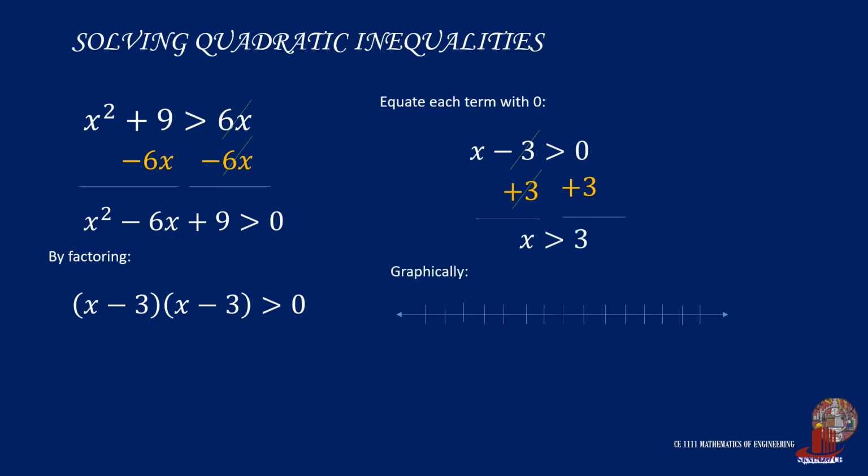This we can graph by placing an open circle on 3 and an arrow directed to positive infinity. Then, write the interval notation for the inequality as an open parenthesis with 3 and pair it with a positive infinity, then close parenthesis.